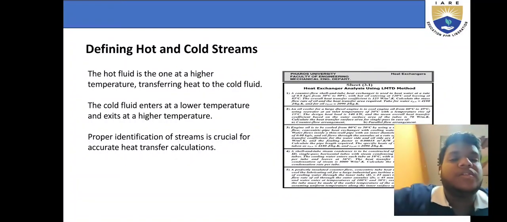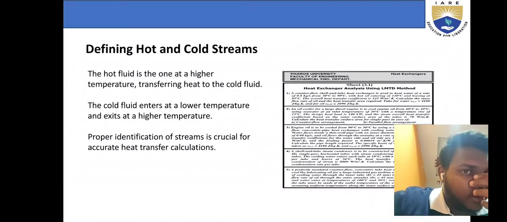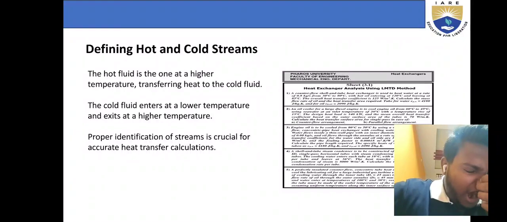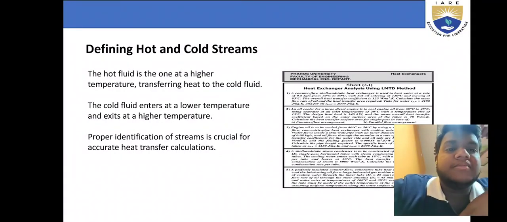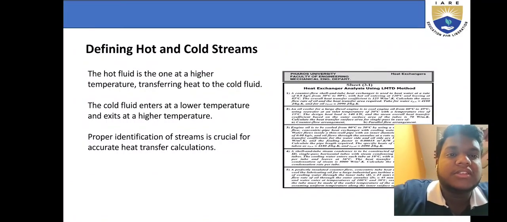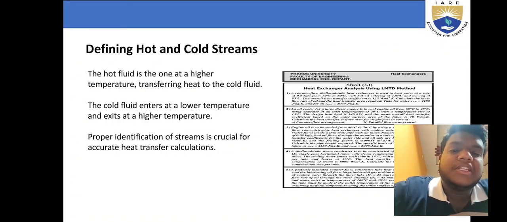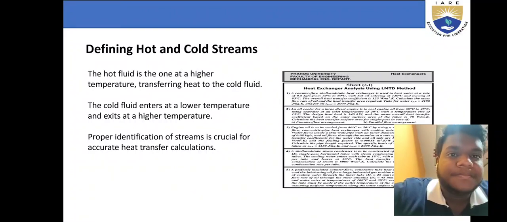Defining hot and cold streams. The hot fluid enters at the higher temperature, transferring heat to the cold fluid. The cold fluid enters at the lowest temperature and exits at a higher temperature. Proper identification of streams is crucial for accurate heat transfer calculations.